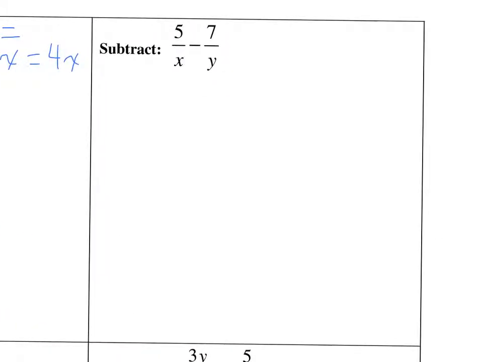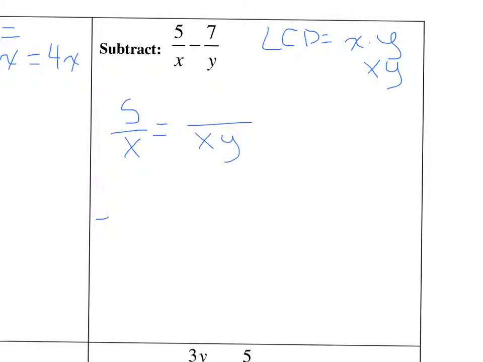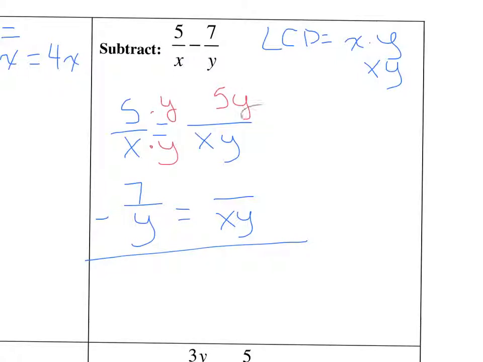This one is subtract, but we still have to have a common denominator. It has to have a factor of x and a factor of y, so it looks like our common denominator is going to be xy. So 5 over x, we're going to change to a denominator of xy, minus 7 over y, also with the denominator of xy. So x times what gives xy? X times y. So 5 times y in the numerator. Y times what gives xy? Y times x. So a numerator of 7x.